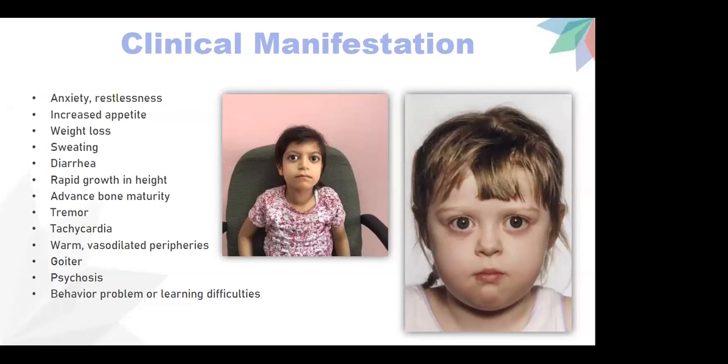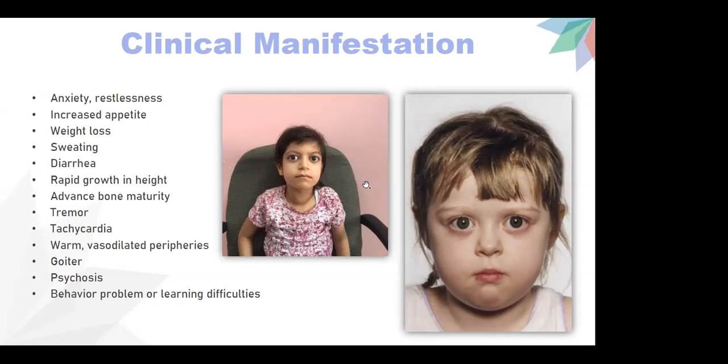So as you can see, the children will manifest anxiety, restlessness, sweating, diarrhea, weight loss, even though there is an increase in appetite, rapid growth in height, advanced bone maturity, tremor, tachycardia, warm, vasodilated peripheries, psychosis, behavioral problems, or learning difficulties. And they also can present with bilateral goiter and also exophthalmos, as you can see the bulging eye from the picture.